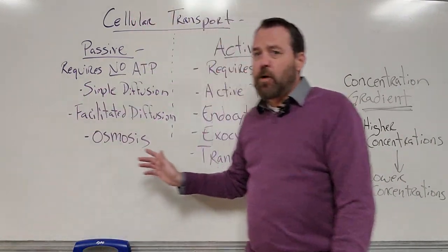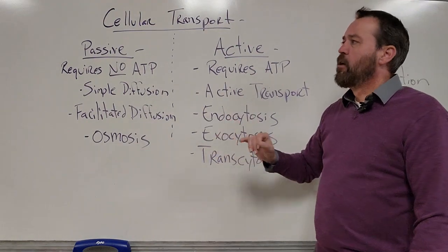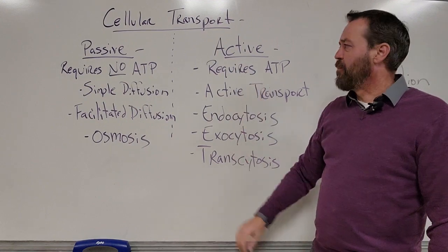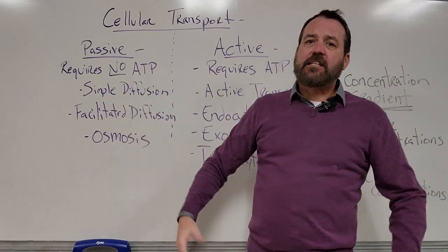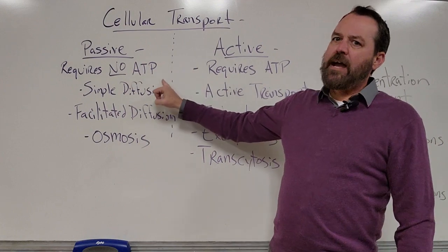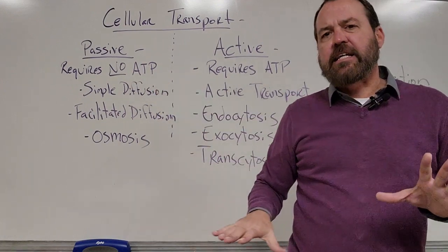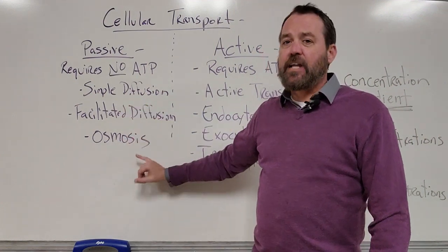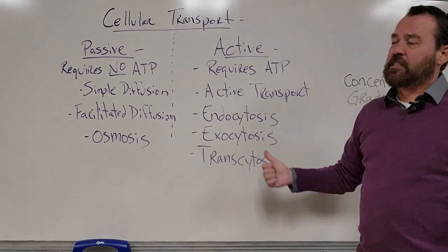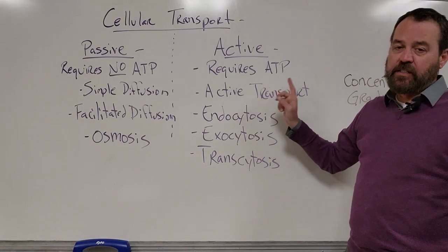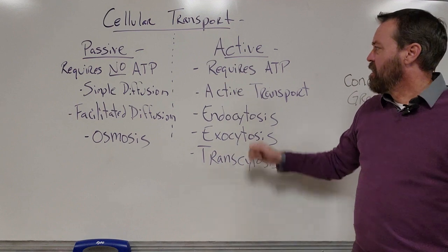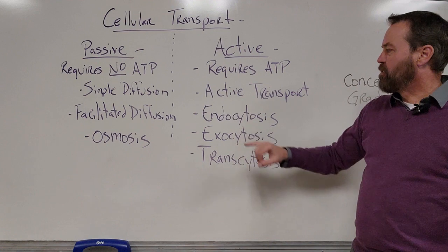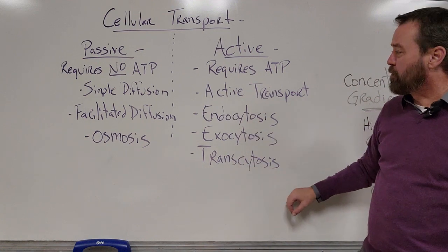So with cellular transport, we really have two types of processes. I have passive processes and I have active processes that we need to look at. So my passive processes get their name because they require no ATP. We don't have to spend any energy to make this stuff happen. So I got simple diffusion, facilitated diffusion, and osmosis. With my active transport, I do have to spend energy. This is something I have to make an investment with in ATP to make this stuff happen. So we've got active transport, endocytosis, exocytosis, and transcytosis.